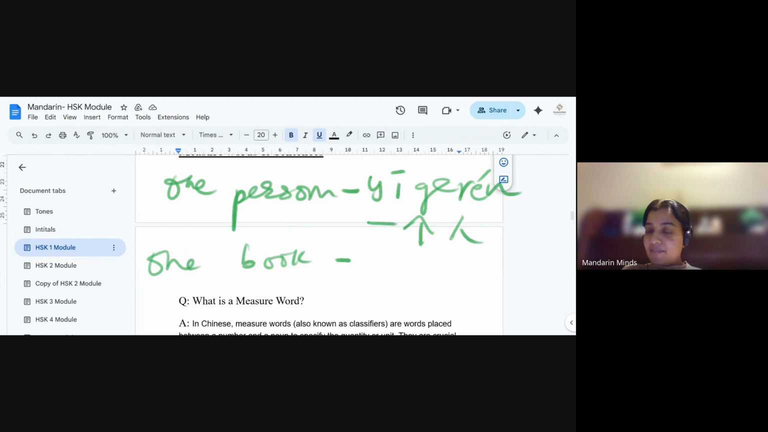For book, we have a different measure word, which is pan, ipan, shoe, to specify that we are specifically talking about book or something that is binded by one side. Book, notebook, magazines, all these have the same measure word, which is pan.